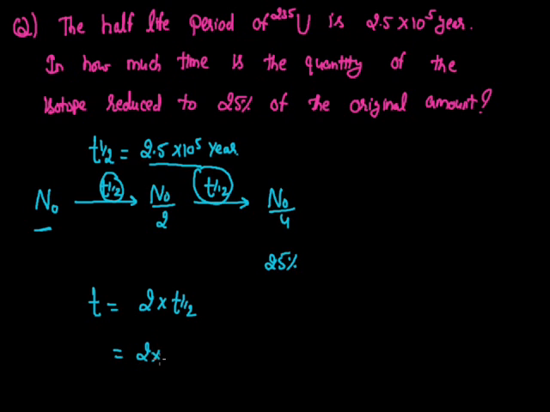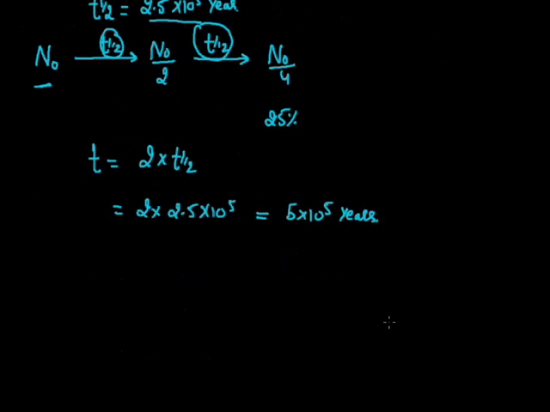And as the half-life period is 2.5 × 10^5, the final time taken for this is 5 × 10^5 years. That is the solution for this question. Now let's move to another question.